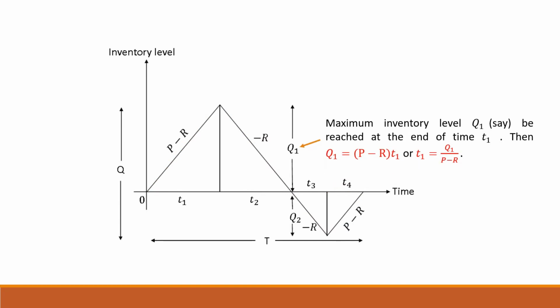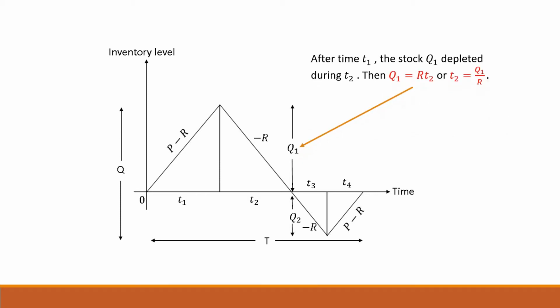So here, when to stop production, that is, Q1 is the maximum inventory level reached at the end of time T1. So we have Q1 is equal to (P minus R) into T1, and this gives me expression for T1 equal to Q1 upon (P minus R). In non-production phase, after time T1, the stock Q1 depletes during T2. So Q1 is equal to R into T2. That is, T2 is equal to Q1 upon R.